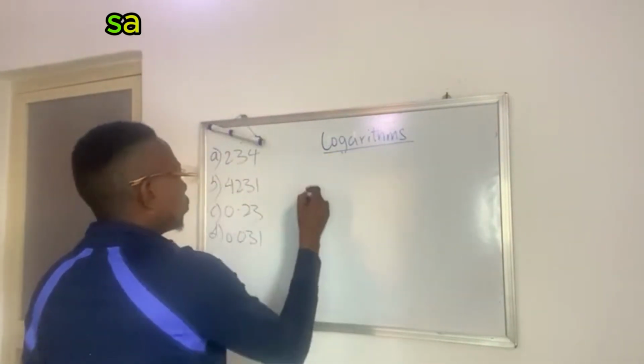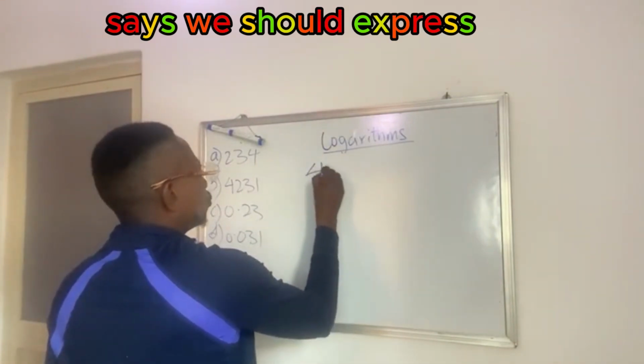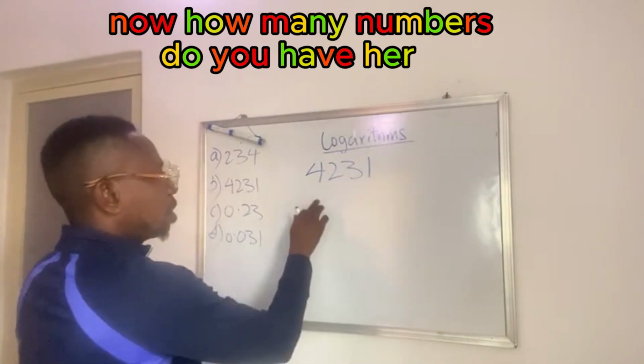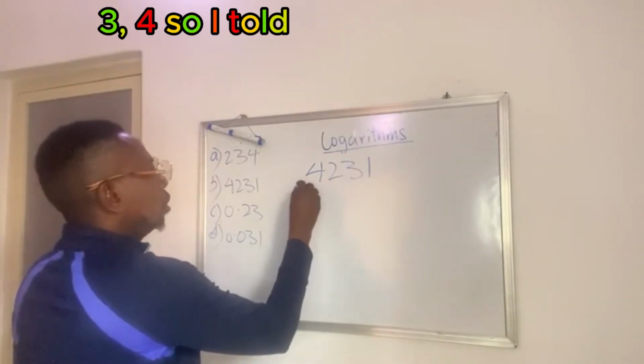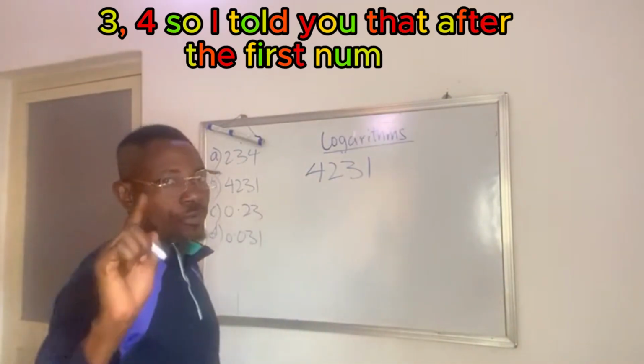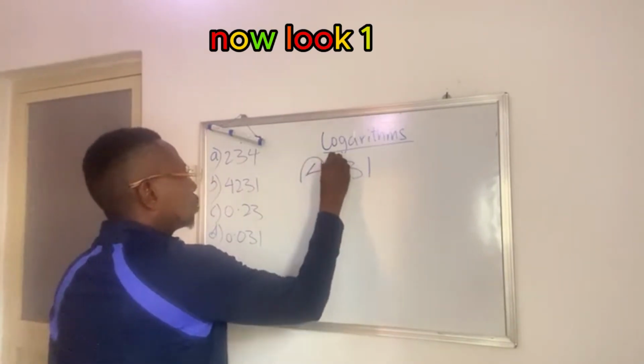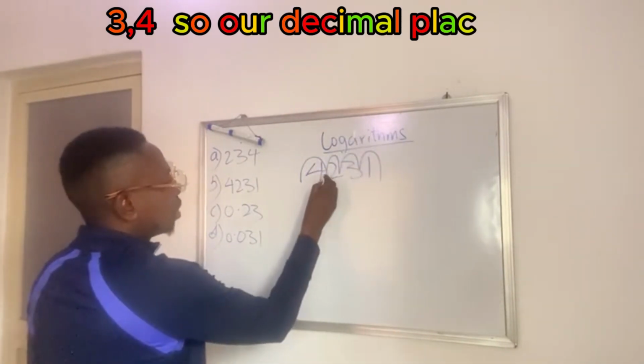The other one, we should express 4231 in standard form. Now, how many numbers do we have here? 1, 2, 3, and 4. So I told you that after the first number, that's when you pick your decimal place. Now look, 1, 2, 3, 4. So our decimal place comes here.